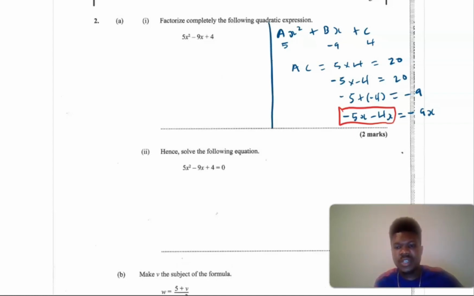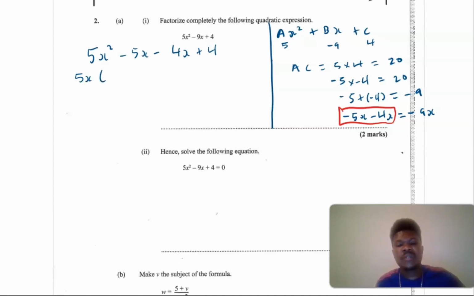So we can just separate that part. And now we're going to have 5x squared. Substitute them now. Minus 5x minus 4x plus 4. And then we factorize by grouping. For the first side, we can factorize using 5x. That's our highest common factor.